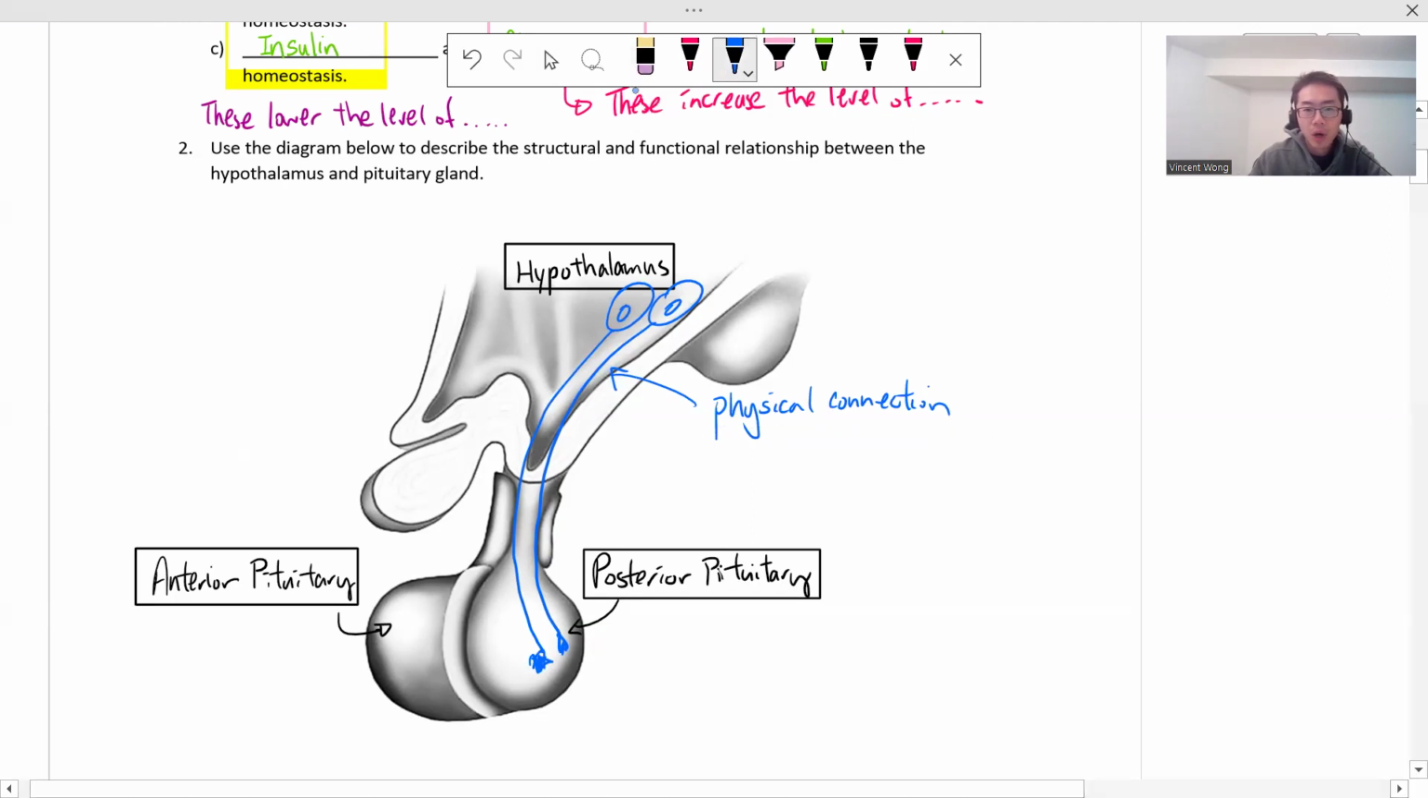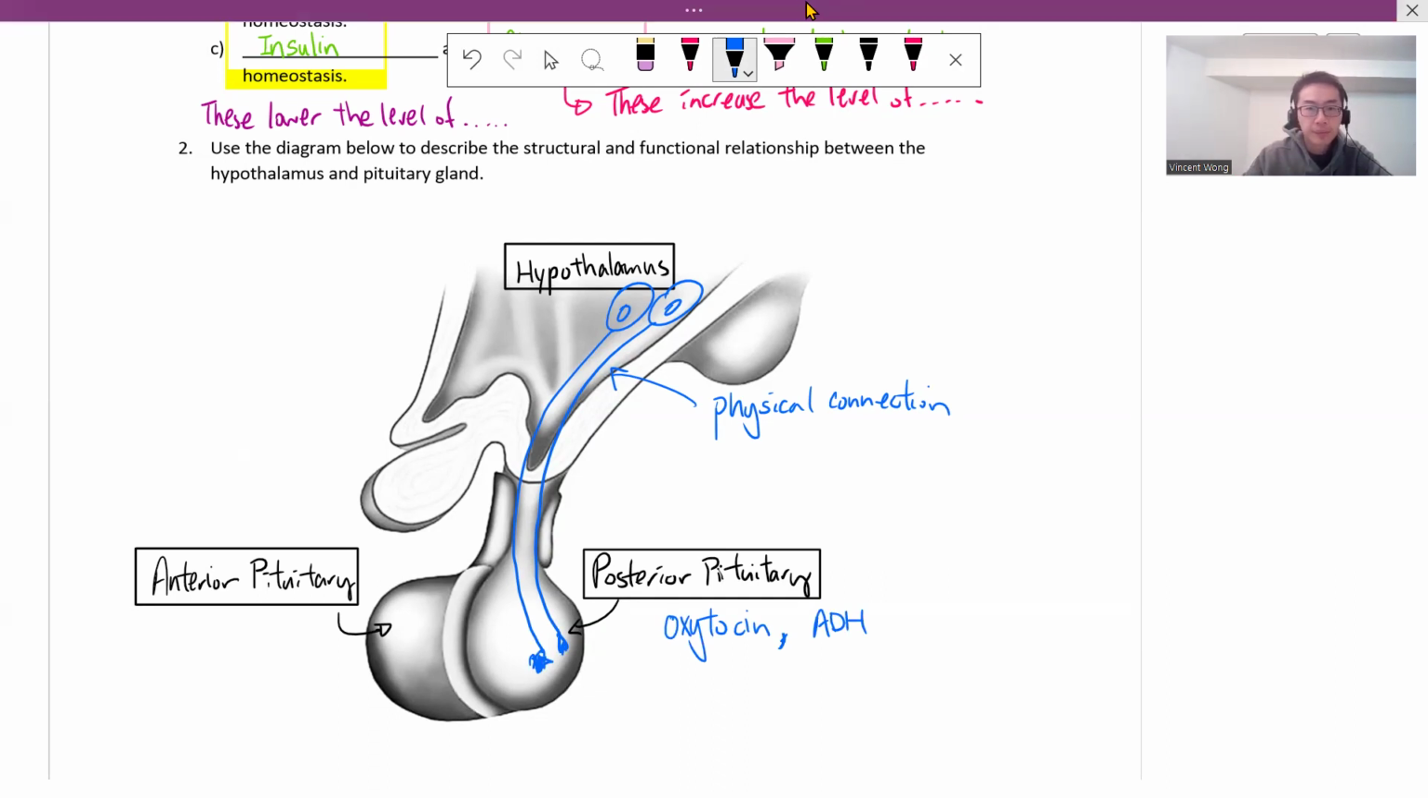And we know there are two hormones that are produced in the hypothalamus by these neurons, and they're transported to and stored in the posterior pituitary gland. And by now, you should know that they are oxytocin for milk let-down and uterine contraction, as well as ADH for water conservation. So that's the structural connection, right? The axon runs through the infundibulum, and then it goes right into the posterior pituitary.